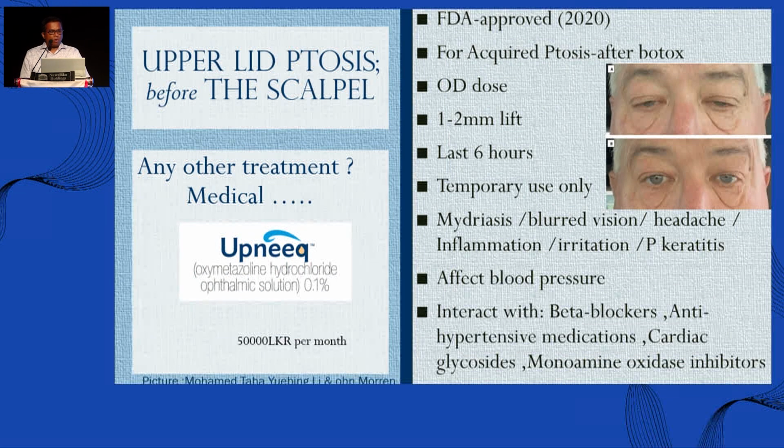So there's a drug called oxymetazoline hydrochloride solution, 0.1%. It is an alpha agonist. This is FDA approved for acquired ptosis, particularly after Botox. So it's used as a once daily dose, gives about 1 to 2 millimeter lift, and it lasts for about 6 hours. But it is only for temporary use. It has side effects like mydriasis, blurred vision, inflammation, blood pressure rise, and so on. And it costs more than 50,000 rupees per month supply.